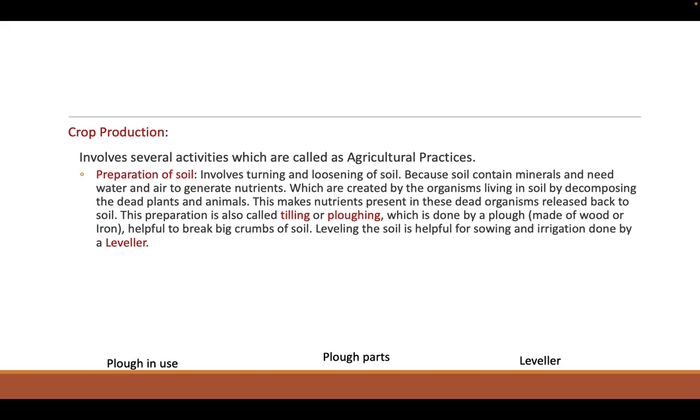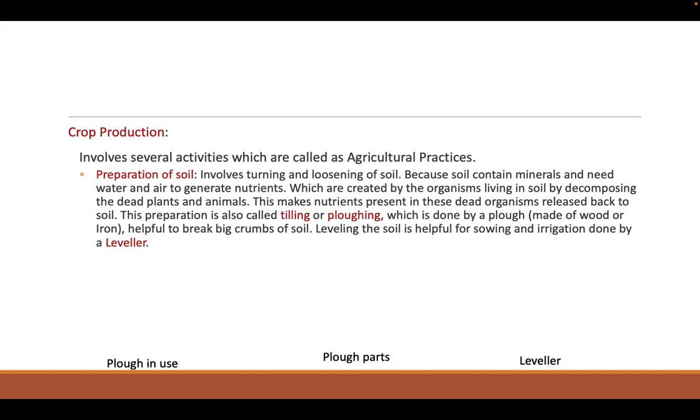So these nutrients are basically created by organisms living in soil by decomposing the dead plants and animals. So it's just briefly explaining why preparation of soil is needed and how it helps. This makes nutrients present in these dead organisms released back to the soil. So by doing this preparation, it helps for generation of nutrients and getting these nutrients absorbed by the soil.